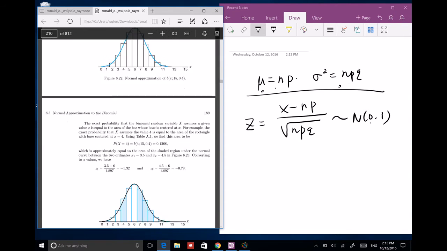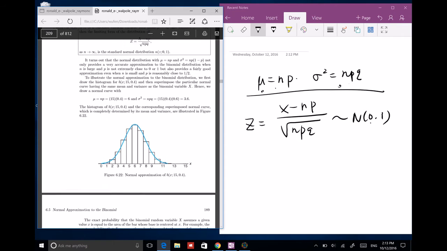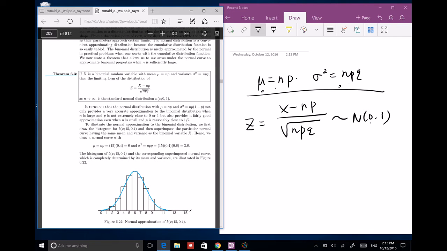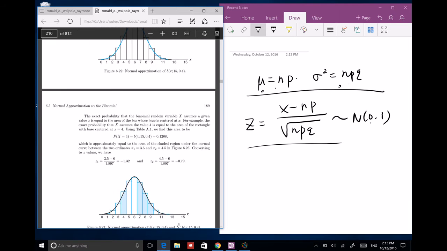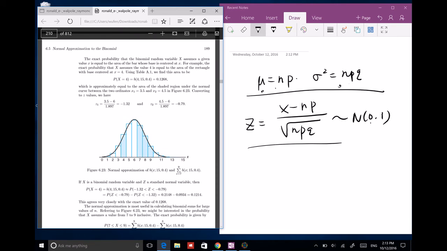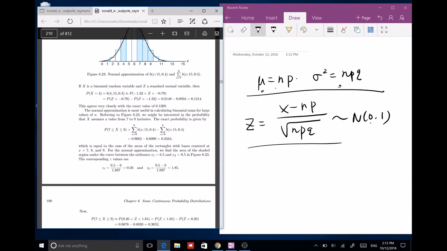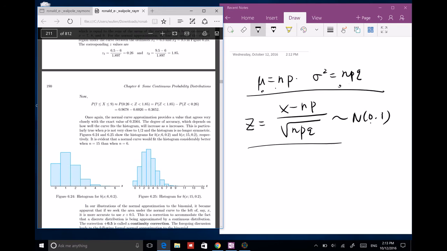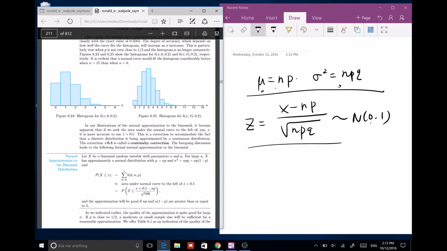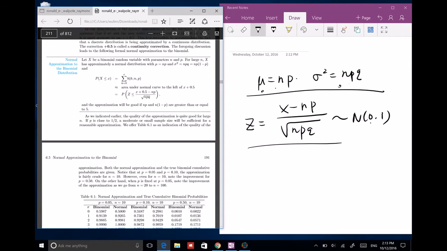Alright, so normally how big does n need to be to use the standard normal distribution to approximate the binomial distribution? There is a criterion for that. I think it is whenever n times p is bigger than or equal to 5. Let me see where the criteria is.